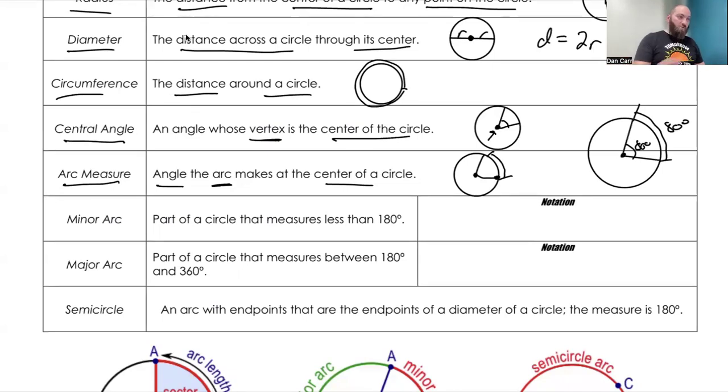With our arc measures, we can give a little bit more information about them. We're basically going to look at a minor arc versus a major arc to start. A minor arc is a part of a circle that measures less than 180 degrees. The major arc is between 180 and 360.